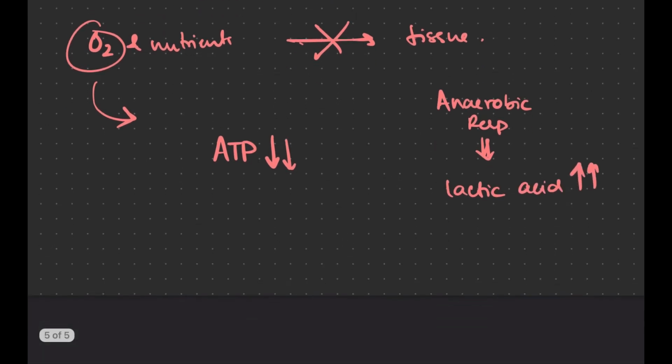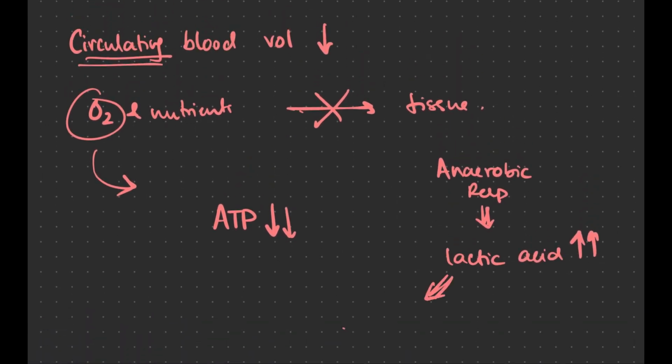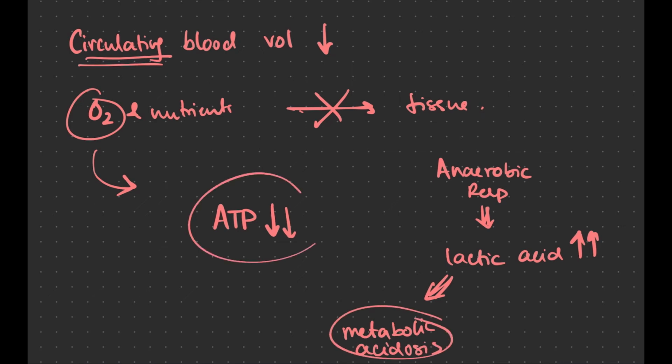Increased lactic acid in the body gives rise to metabolic acidosis. Now, all these points, metabolic acidosis, decreased ATP, they all cause depression of the heart. The myocardial contractility of the heart goes down. Myocardial contractility goes down, and hence the shock is increased.